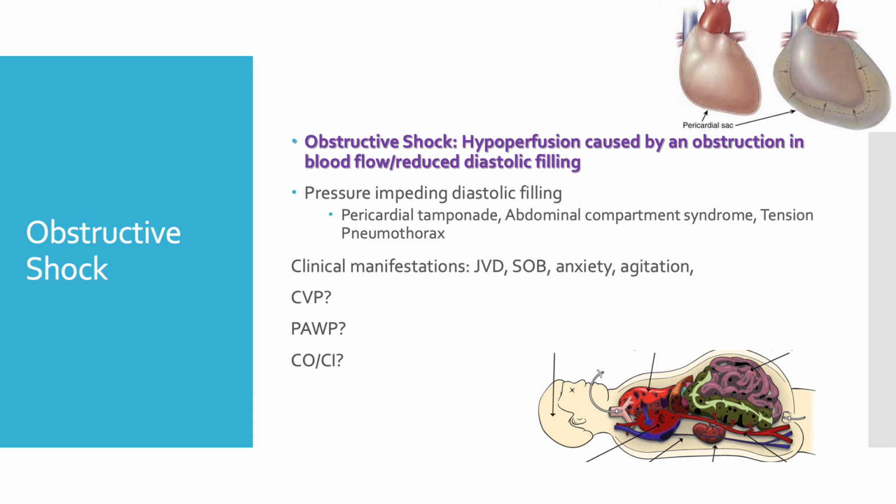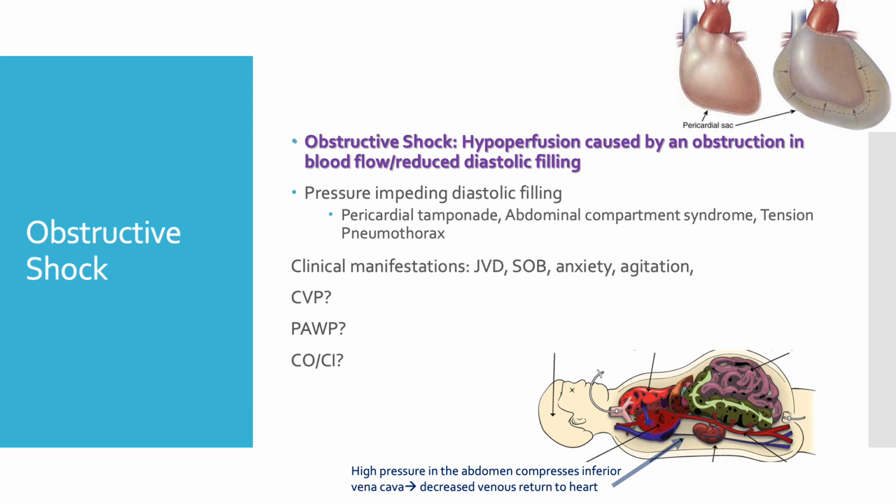So why would this cause obstructive shock? Well, while we're compressing all of those abdominal contents, look at what else we're compressing. That venous return to the heart. So that blood flow is getting obstructed.